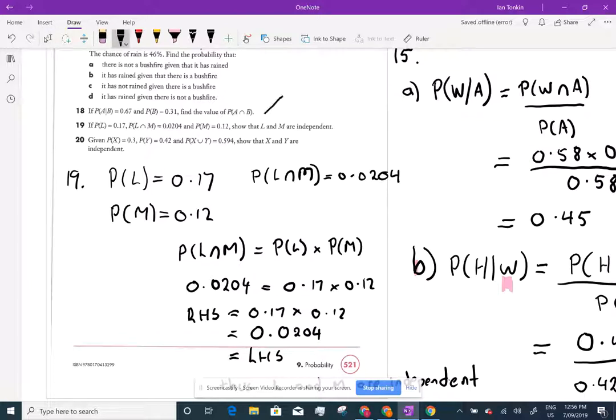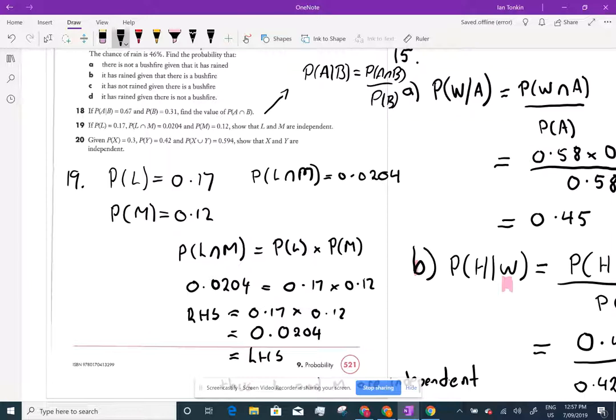18 is just a version of your P of A given B equals P of A union B over P of B. And you're just going to write an equation. You're going to multiply the P of B by the P of A given B.